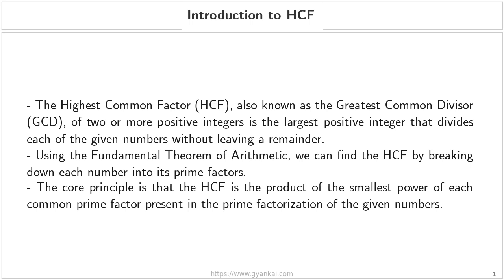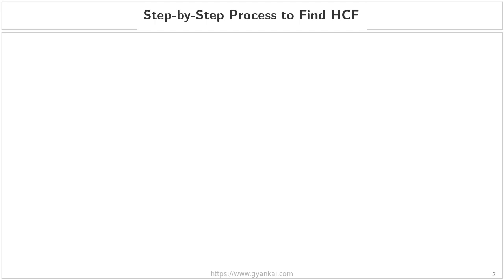The HCF is found by taking the product of the smallest power of each common prime factor that appears in all the numbers we are analyzing. In the next few slides, I will show you exactly how to apply this step-by-step process to find HCF.